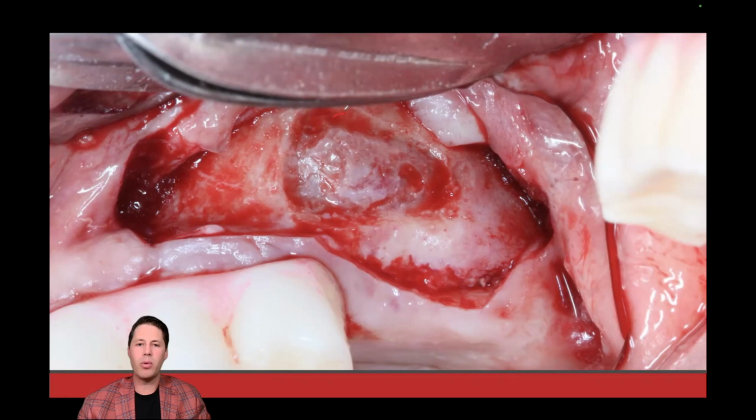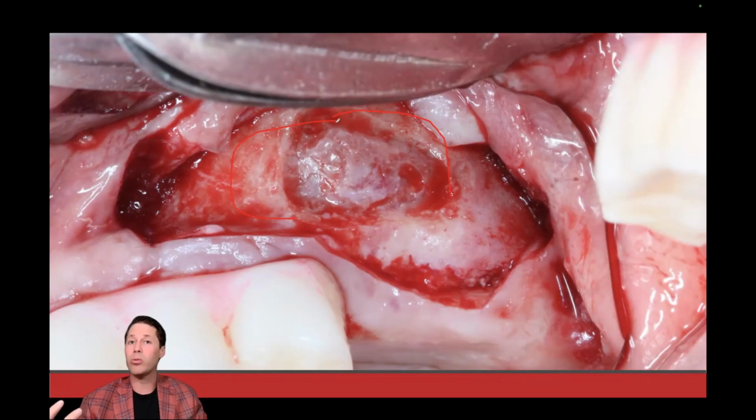So you can see here, good window access. I should have been a little bit more apical in this portion here. And I actually should have been a little bit more mesial. It would have made my sinus access easier.